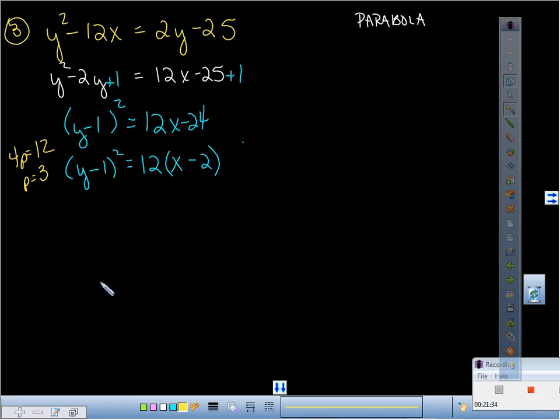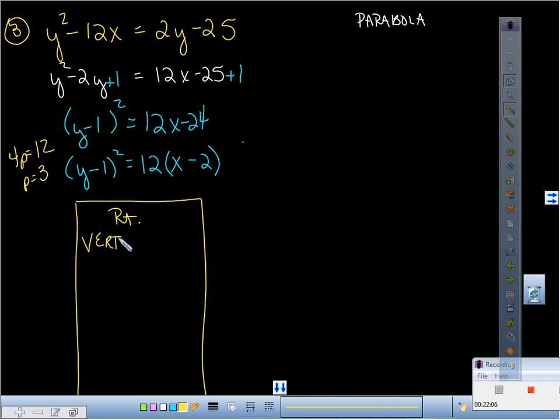Now, that's what tells you which way it opens. And which way does it open? To the right. And the reason is because p is positive. If p were negative, it would be different. So be careful. What's the next thing we have to find? The vertex. So what is my vertex? 2, 1. Be really careful because your brain's reading from left to right, but you've got y's over there and x's over here. So be sure to put them in the right order. X's go with x's and y's go with y's.